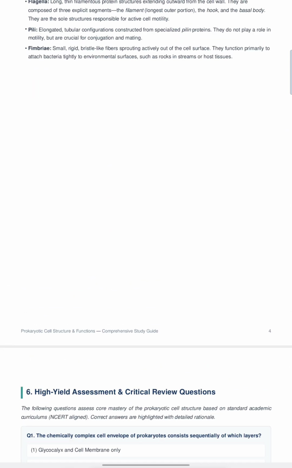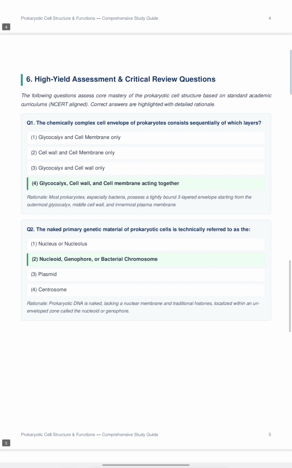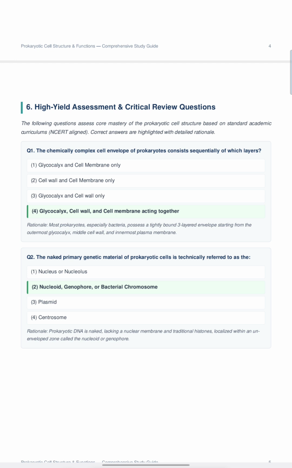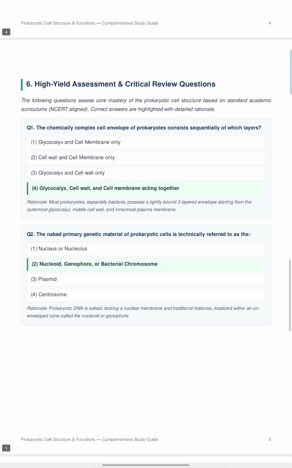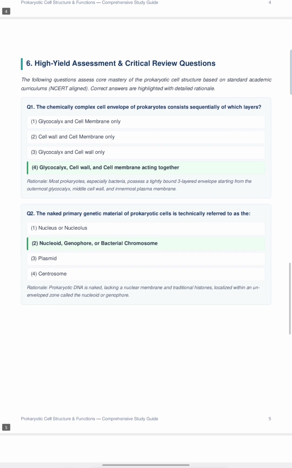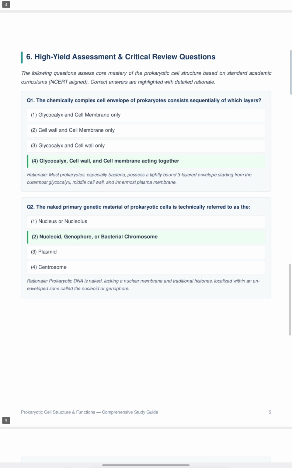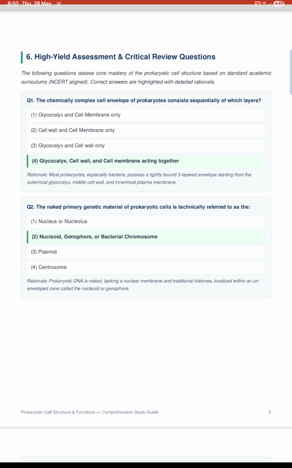Now let's try some questions to analyze our knowledge. You can see six questions, high yield assessment and critical review questions. These are NCERT based, line by line questions, so please don't skip them. Question 1: the chemically complex cell envelope of prokaryotes consists of which three layers sequentially? We have studied the three layers: glycocalyx, cell wall, and cell membrane. That is the correct answer.